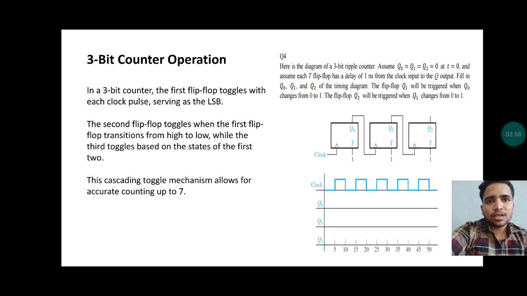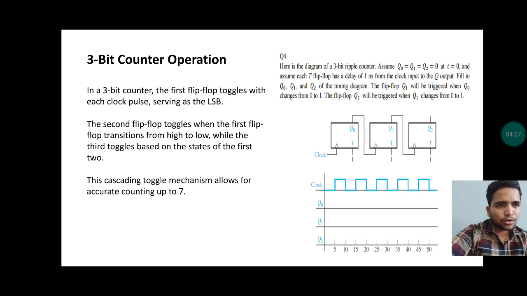3-bit counter operation. In a 3-bit counter, the first flip-flop toggles with each clock pulse, serving as the LSB. The second flip-flop toggles when the first flip-flop transitions from high to low, while the third toggles based on the states of the first 2. This cascading toggle mechanism allows accurate counting up to 7. Here is the diagram of a 3-bit ripple counter.